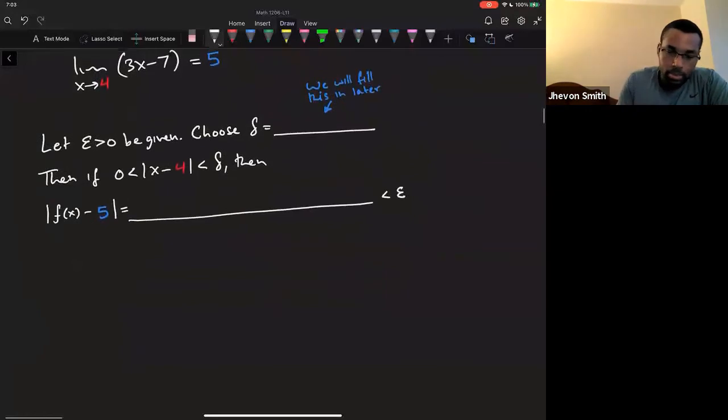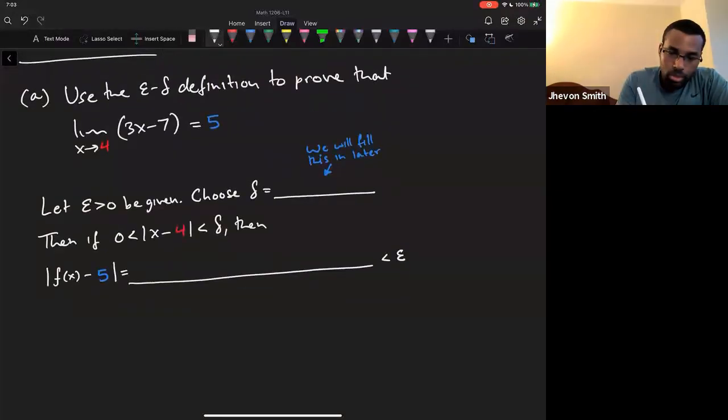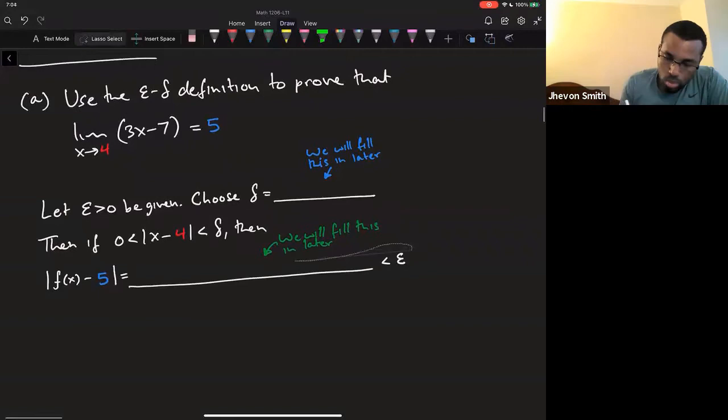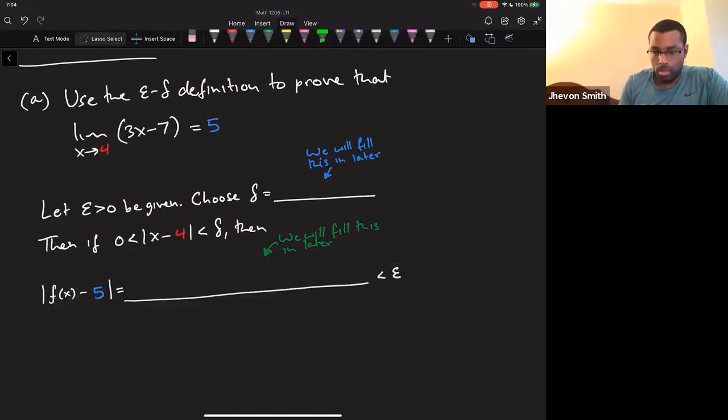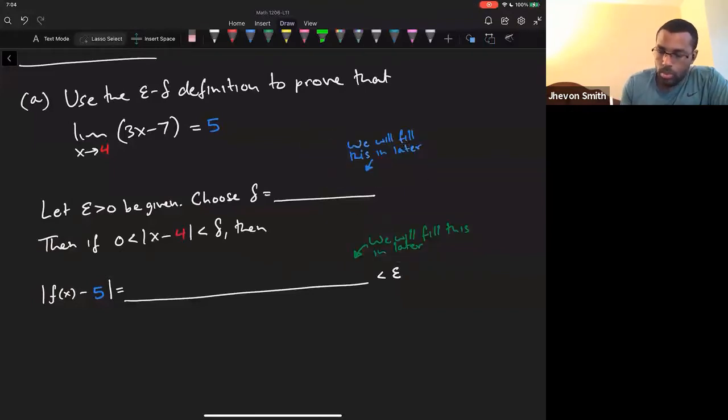Okay, and that will end the proof. You won't have to do this, but customarily you end the proof by doing a little box here.